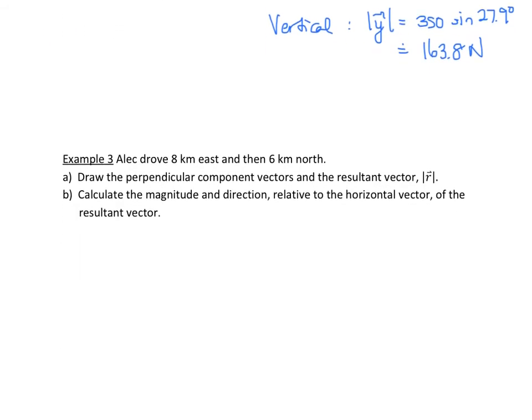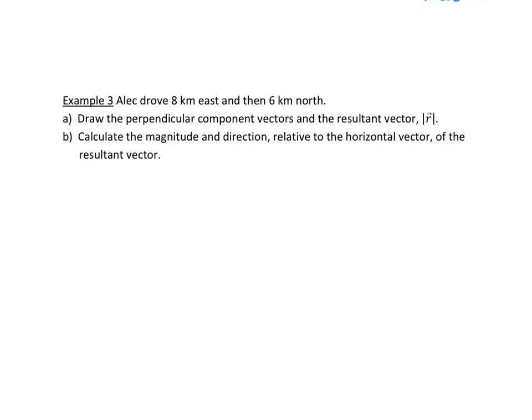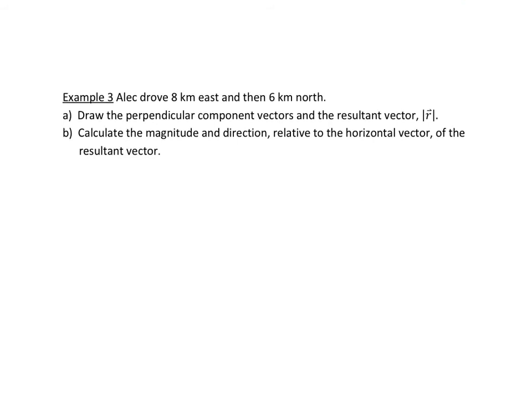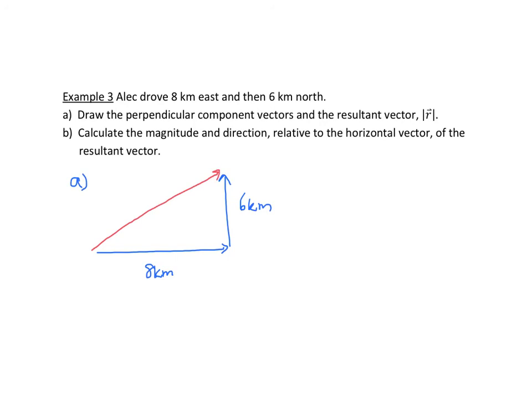And the last example says Alec drove 8 kilometers east and then 6 kilometers north. Draw the perpendicular component vectors and the resultant vector r. So if he drives 8 kilometers east and then 6 kilometers north, then his resultant vector would start where he originated and end where he ended up. So we're calling that vector r.